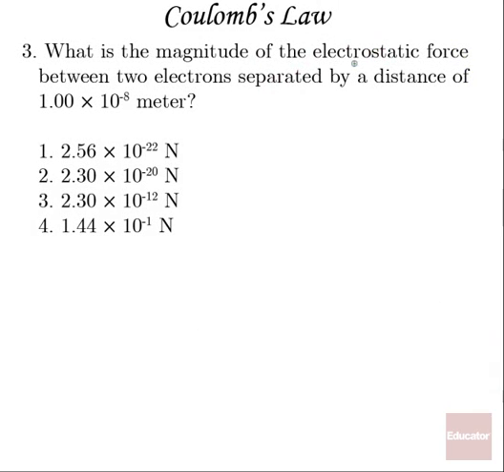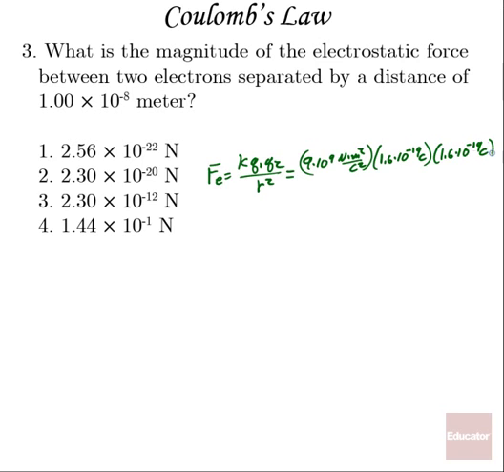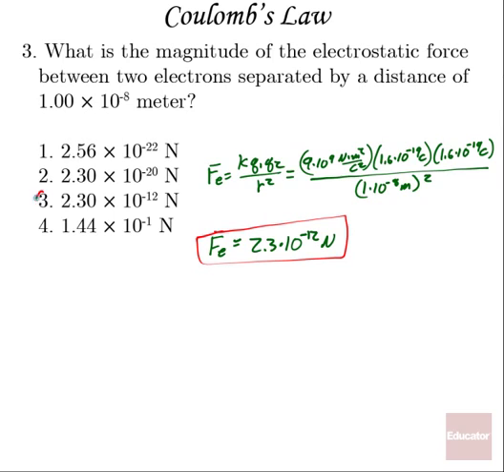Question number 3. What is the magnitude of the electrostatic force between two electrons separated by a distance of 1 × 10⁻⁸ meter? Well, the electric force is K Q1 Q2 over R squared. So that's going to be 9 × 10⁹ Newton meters squared per Coulomb squared, K. Our first charge is the charge on an electron, 1.6 × 10⁻¹⁹ coulombs. Our second charge is also 1.6 × 10⁻¹⁹ coulombs, and that's all divided by the square of the distance between them, 1 × 10⁻⁸ meter squared. Therefore, the electric force, when I plug this into my calculator, I get something right around 2.3 × 10⁻¹² newtons. Answer number 3.